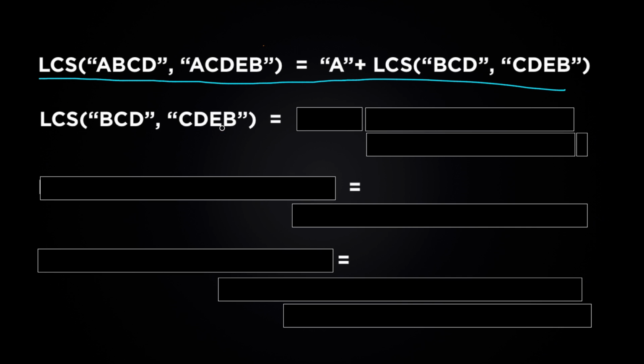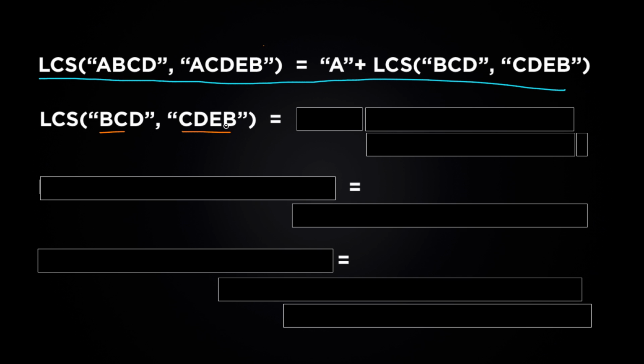So in this case, we're going to try two things. One is we're going to take off the first letter of the first string, and then ask ourselves, what's the longest common subsequence of the rest of the strings? So CD and CDEB. And then we're going to do the same thing with the second string. Take off the first letter of the second string, and then ask ourselves, what's the longest common subsequence of BCD and DEB? And it turns out, whichever is the longer common subsequence is going to be the longest common subsequence of the given two strings.